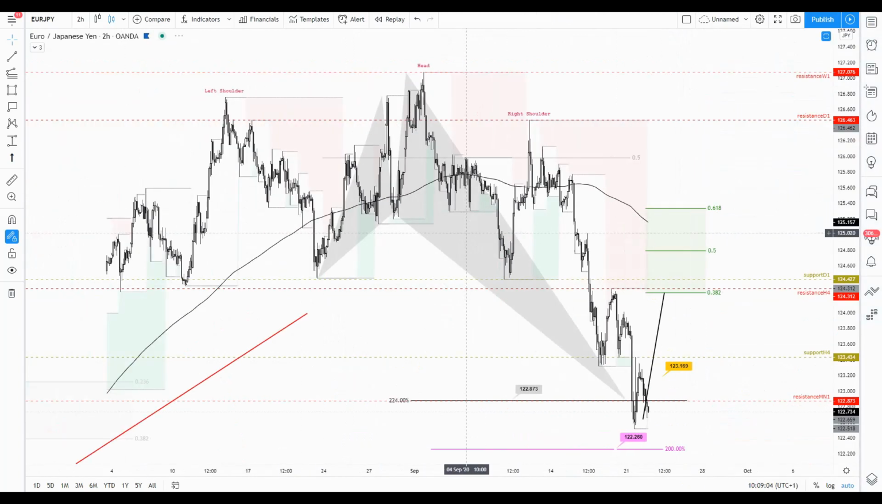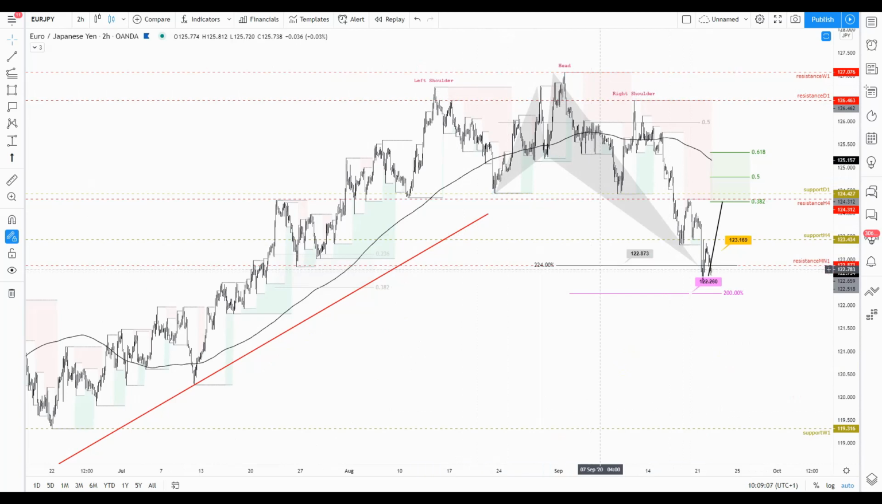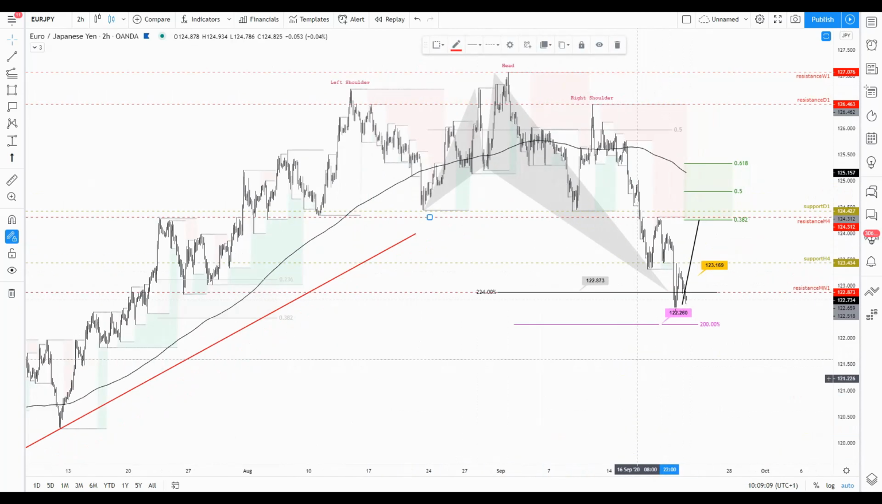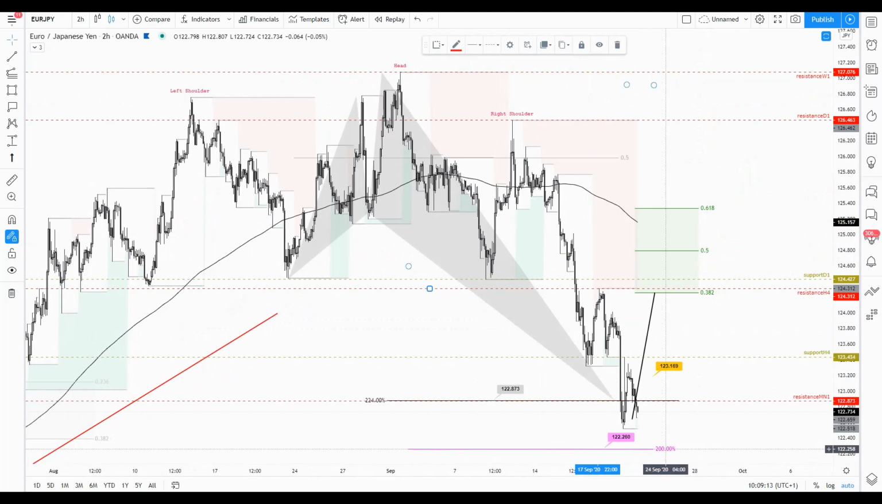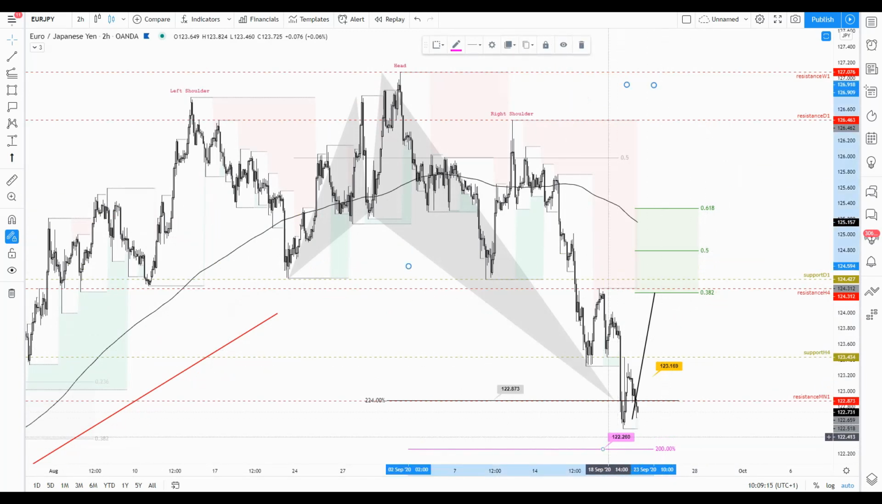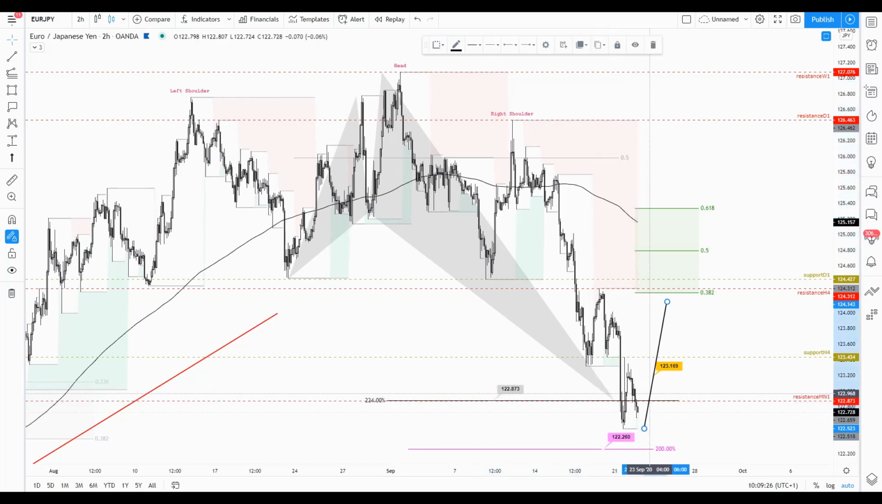Euro versus yen, I shared it yesterday. Head and shoulders, a breakout below that fractal triggering the pattern. The default target for the pattern is still projected to 122.26. So I shared it yesterday, that completion point for the shark at 224. There's a nice reaction around that Fibonacci level.